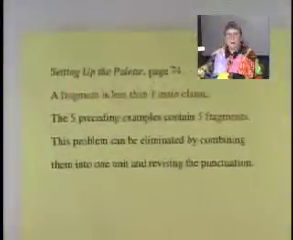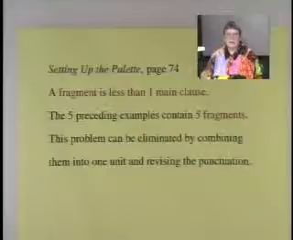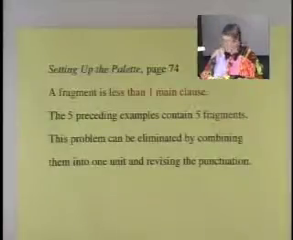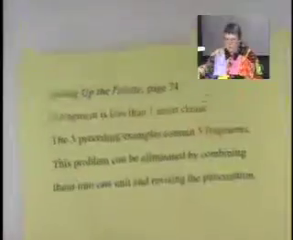On page 74, it says this. A fragment is less than one main clause. And then it says the 5 preceding examples contain 5 fragments. And the problem, imagine that, can be eliminated by combining them into one unit and revising the punctuation. Now, I want to back up again for just a second, and I want to find those 5 examples. And I want to show you, if this were freshman composition in a class that I was teaching, and I saw 5 major errors like this, and your paper was 8 pages long, typed, very nice, good content, developing a style, you'd be down to a C in mechanics.